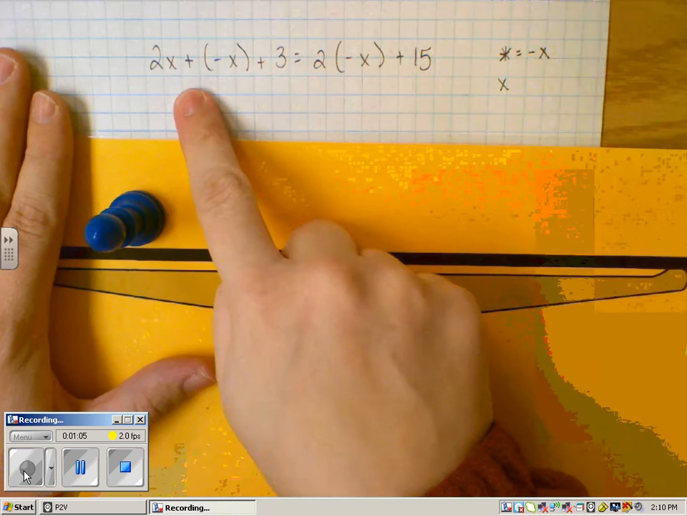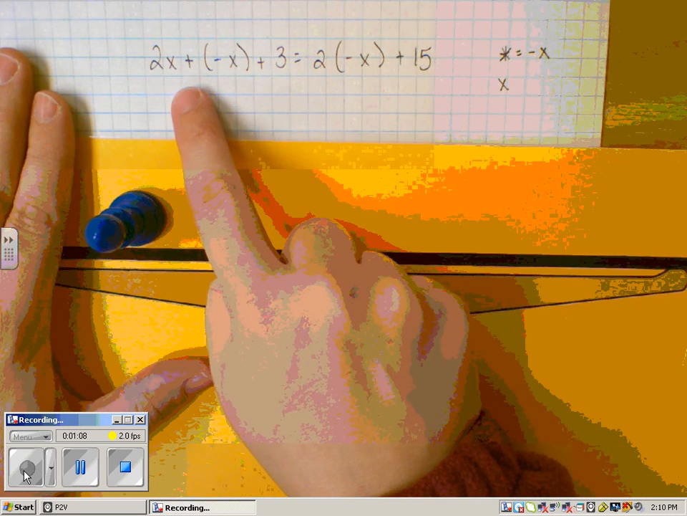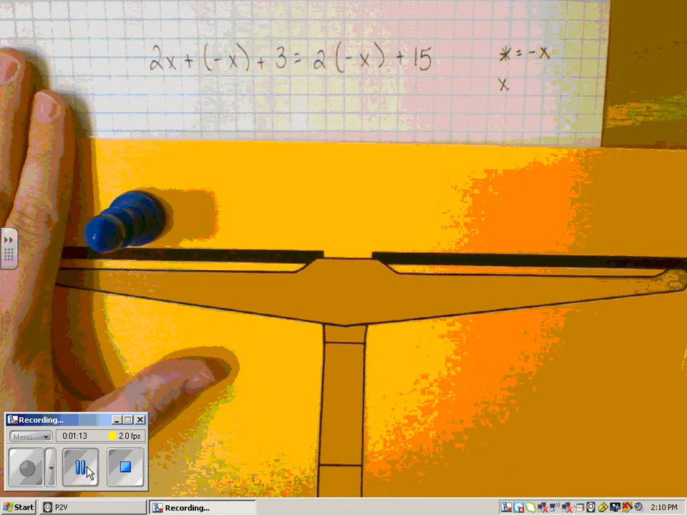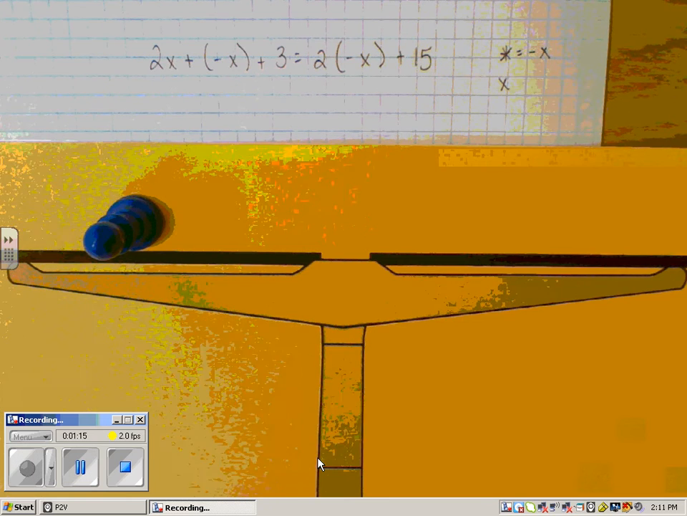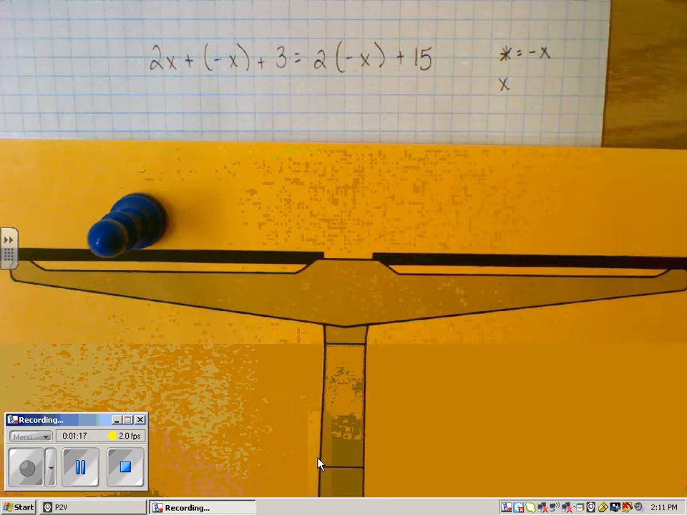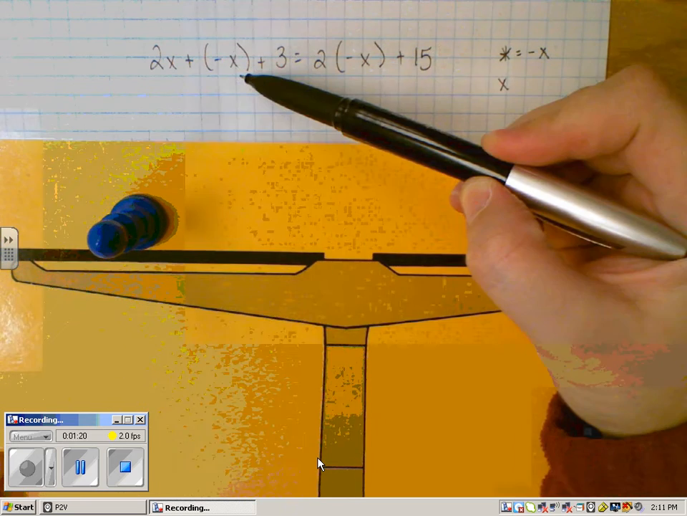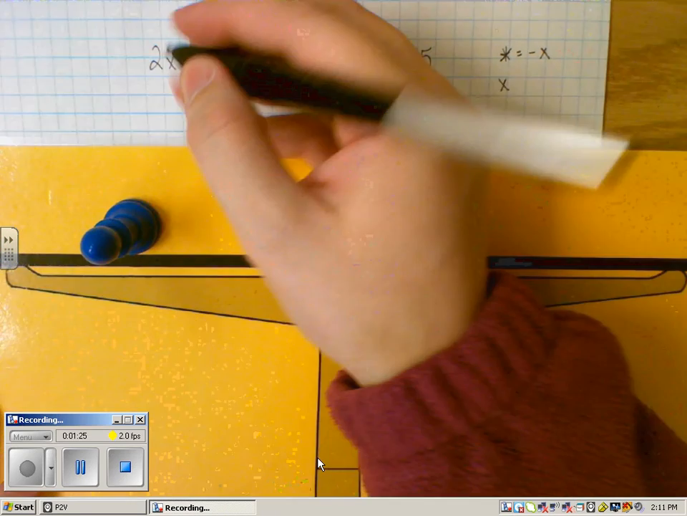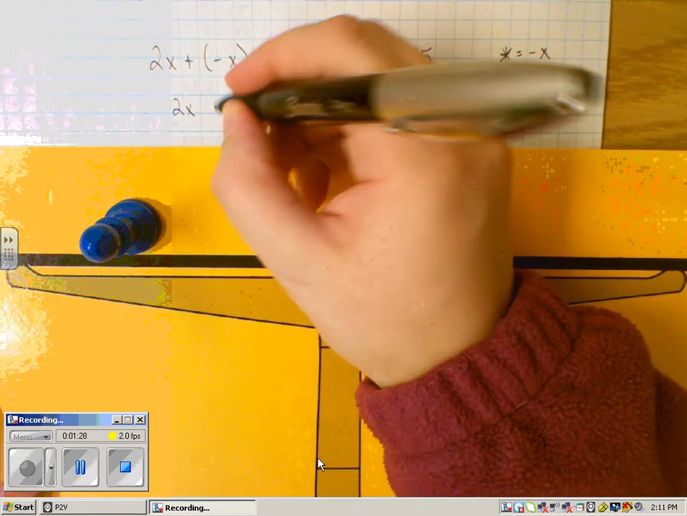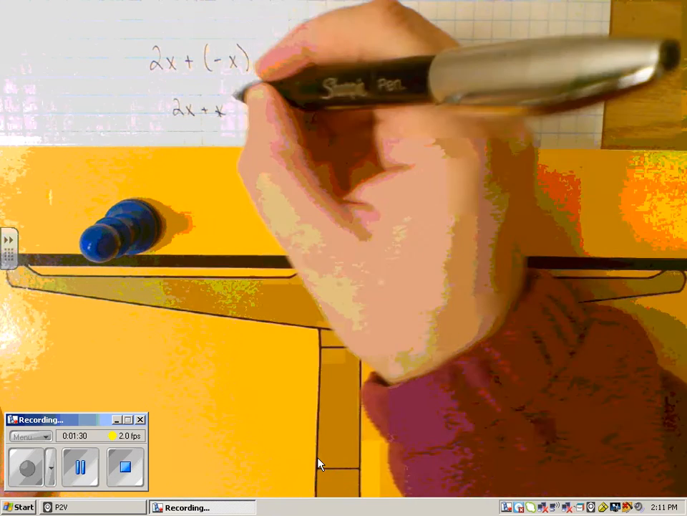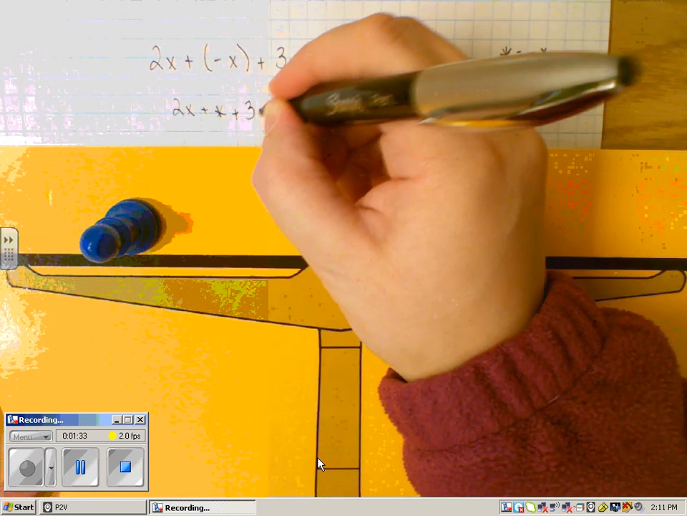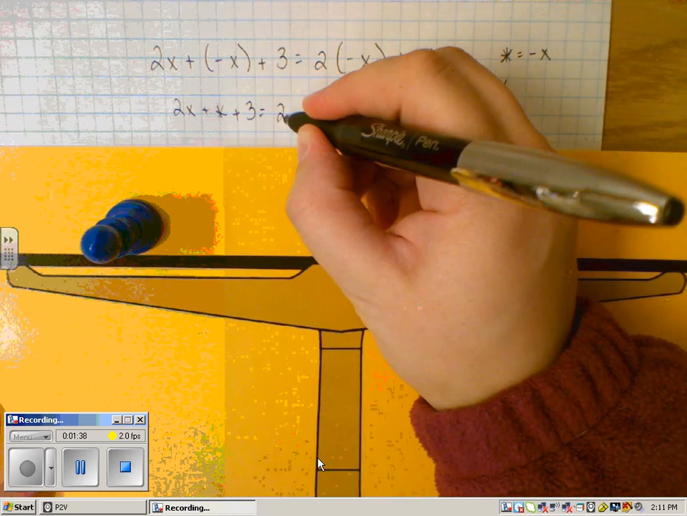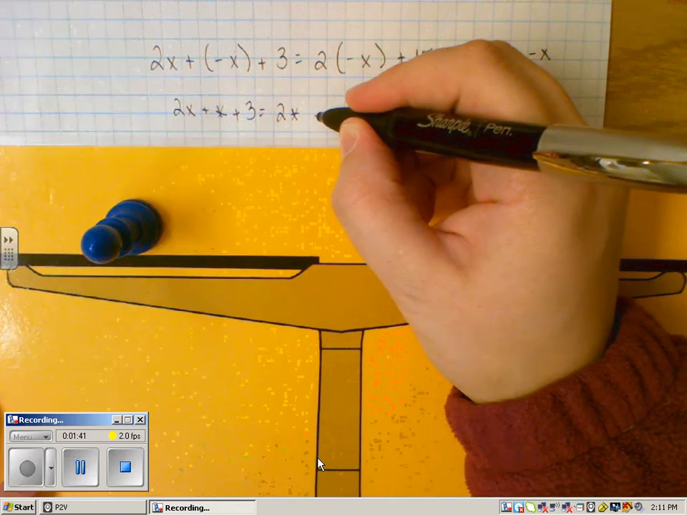So in this equation, I can simply set it up as 2x plus negative x plus 3 equals 2. You can just set it up knowing that this is star, or you can rewrite the problem if that's easier for you and say 2x plus star plus 3 equals 2 star, because this is 2 times negative x, 2 star, plus 15.